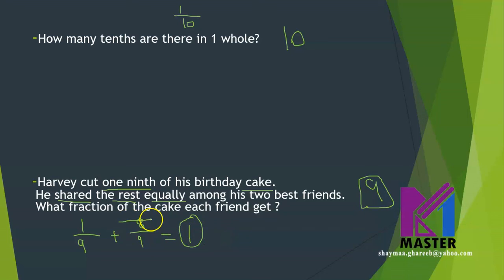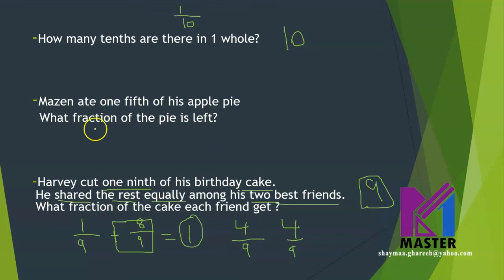What did he do with this rest? Let's see. He shared the rest equally among his two best friends. So he has two best friends and he's going to share the 8 parts, the 8 ninths, among them equally, which means each one of them will take 4 parts, right? 4 parts out of 9 parts, or 4 ninths. Is this clear now? Let's see the next example.